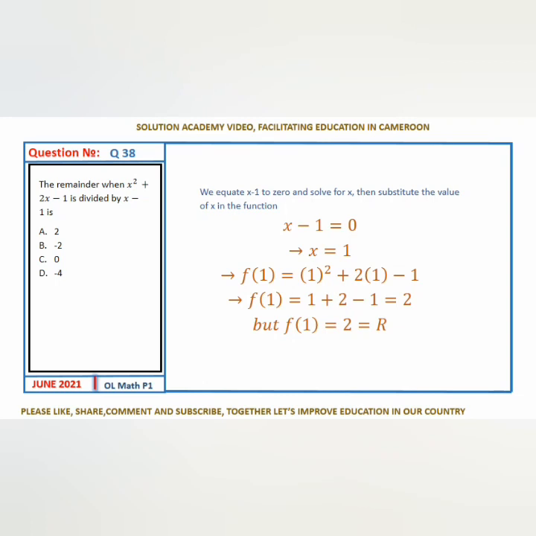The output always gives the remainder. I repeat. So to this effect, our answer is 2. Our remainder is 2. So our answer is A.